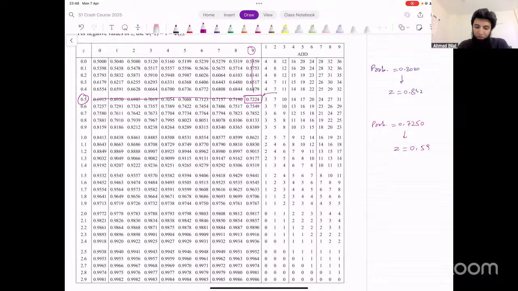It's 7224. What do we want? 7250. 7250 minus 7224, how much do we have to add? 26, right? 50 minus 24, that's 26. Let's go to the right side. Where is 26? 26 is here. That's closer to 27. So we'll use this value. This is 8. This is 0.598. That's the z value.